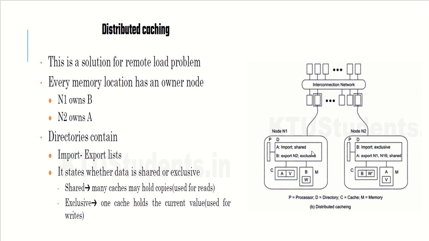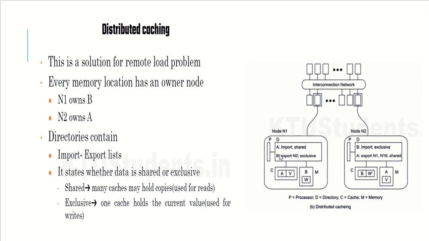Okay. And what happens is you have to maintain a directory which contains an import and export list, so that every node is having its own directory. So you can see what is the status of A, whether it is imported, whether it is shared with someone else, whether B is imported, whether B is exported, is it exclusive to someone or is it shared with someone. All these details are stored inside the directory. So you know whether it is shared or exclusive. Shared means multiple caches are having a copy and exclusive means it is locally available.